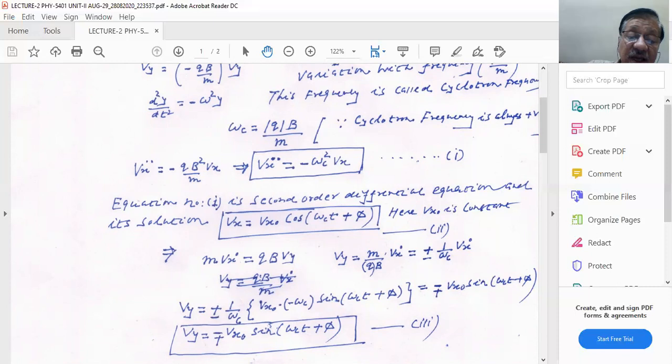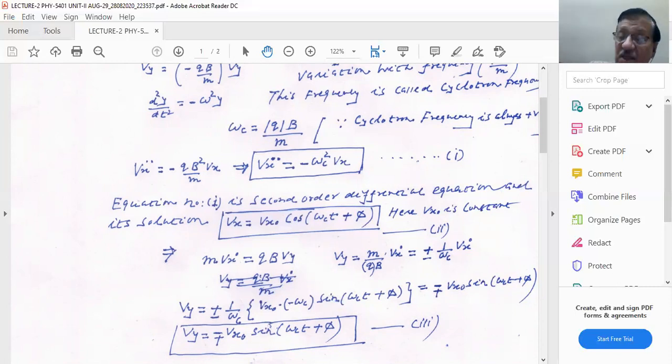So here I am writing Vy is minus or plus. If it is an ion, then positive into negative gives you negative. If it is an electron, then negative into negative gives you positive. This is very important, and it is just the sign convention. In certain books it is not mentioned. So please note down here that it is Vx0 sine of omega c t plus phi. We have calculated Vx, we have calculated Vy, and Vy also has a harmonic variation.